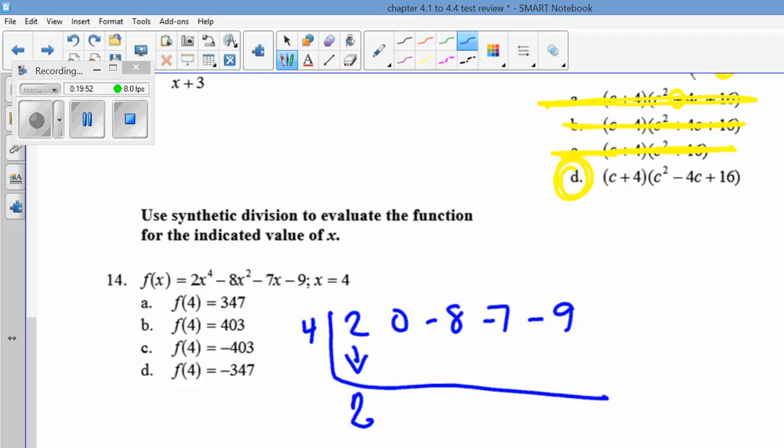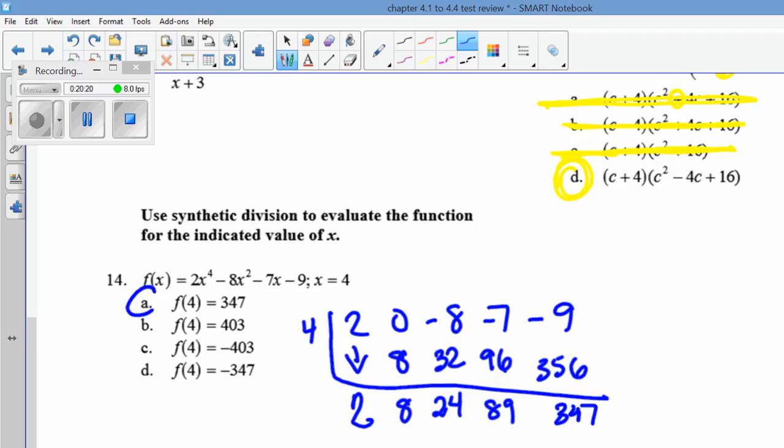Okay, looks like it's going to get big fast, doesn't it? 4 and 2 is 8 and 8. And 8 and 4 is 32, and 32 minus 8 is 24, and 24 times 4 is 96, and 96 minus 7 is 89, and 89 times 4 is 356. 356 minus 9 is 347. Got it. That's another one that I think on the test is not multiple choice, so make sure you know how to do that.